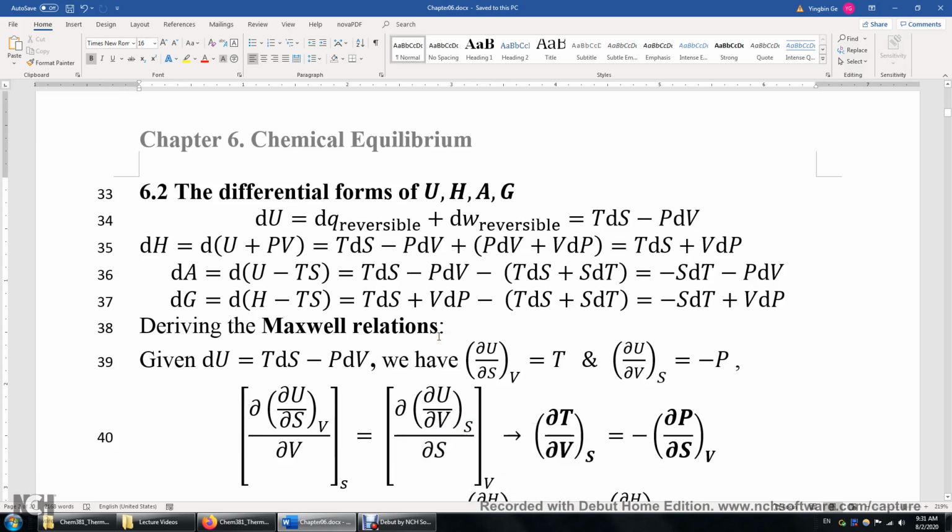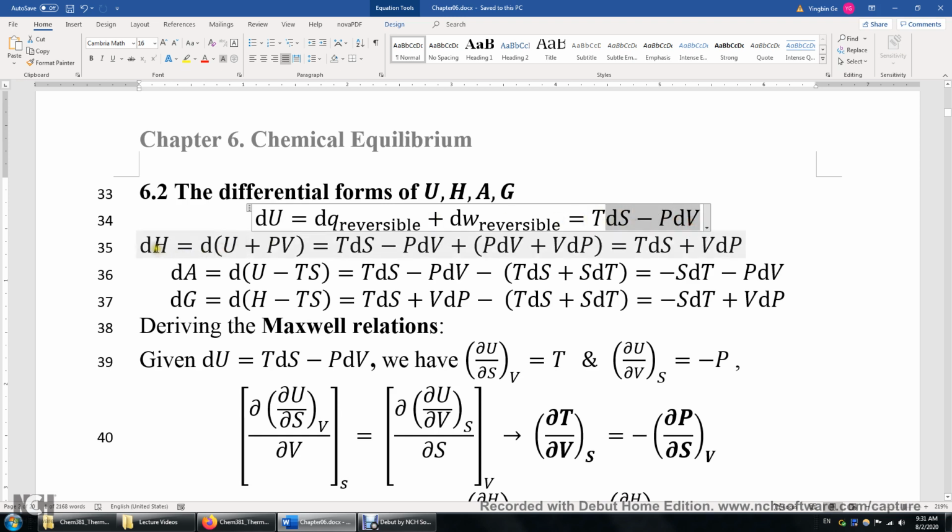Section 6.2. The differential forms of U, H, A, G. First, let's look at dU. dU is equal to dq plus dw. For a reversible process, it's dq reversible, and dq reversible is TdS. dw reversible is negative PdV. Now we have the exact differential form for dU, that's TdS minus PdV.